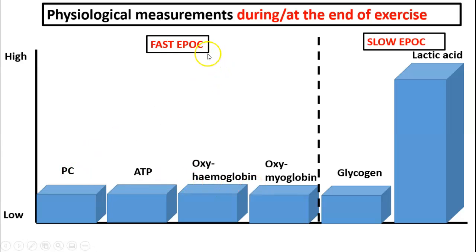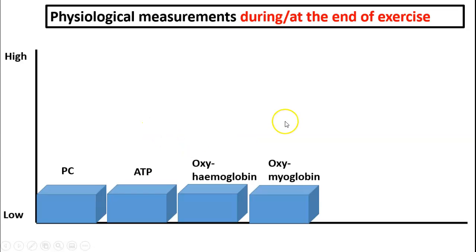So if we're going to do that, I think it's important that we go back to what we've studied earlier in the year and make sure we understand why these measurements are so low. If we consider when we're exercising, we should know that PC stores are going to be low because we use PC for energy. So we know that PC is broken down by creatine kinase, which leads to P plus C plus E.